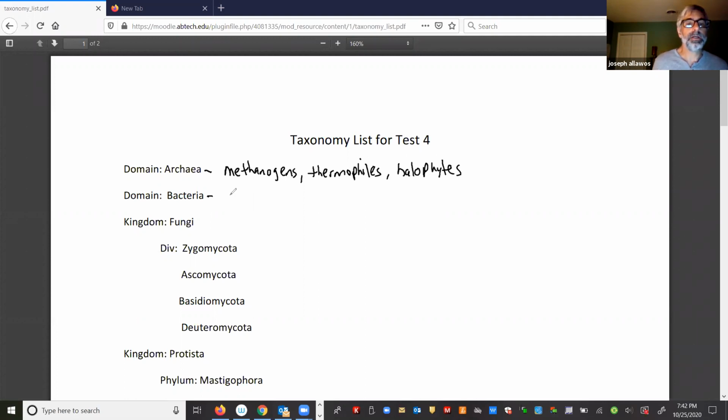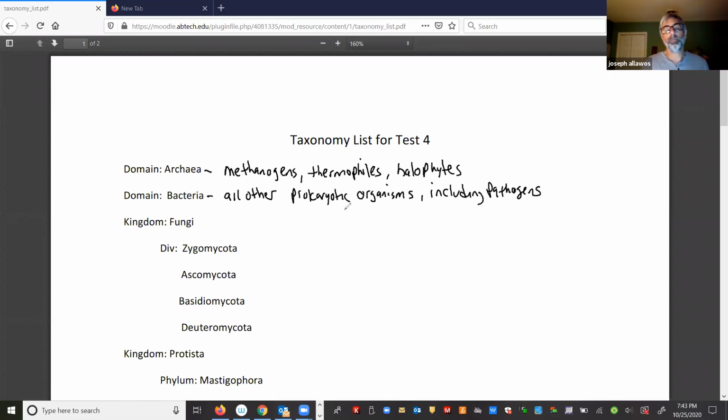The bacteria is all other prokaryotic organisms, including pathogens, right? Including all of those bacteria that make you sick. We'll make a big long list of them and talk about them at another time, in another video. Okay. That's it for the prokaryotes. These two groups, these two domains, are it for the prokaryotes.